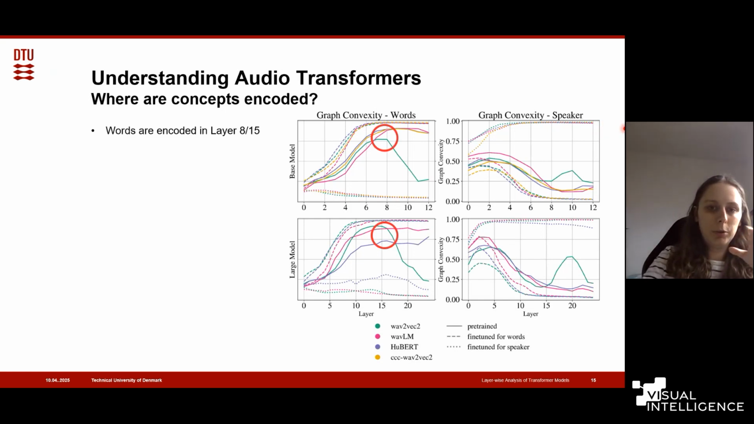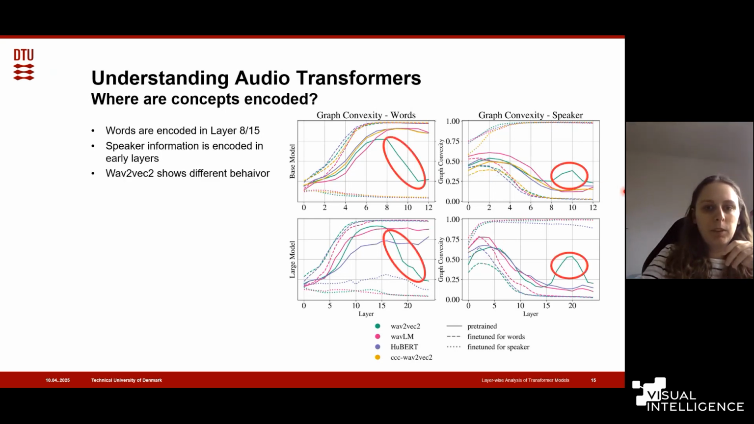First of all, the words are encoded mostly in layer 8 and layer 15 of our models, depending on whether you have the small model with 12 layers or the large model with 24 layers. And it's not encoded in the last layer where you usually put your classification head. For speaker information, this is even more pronounced. Here we find the speaker information in very early layers. So if you now would classify a speaker here, you wouldn't even have most of the information that the model could know right here.